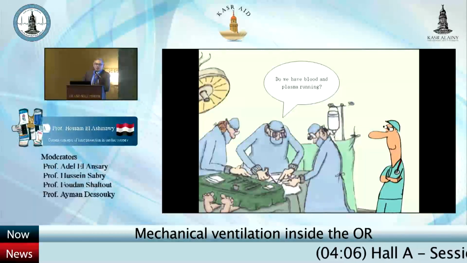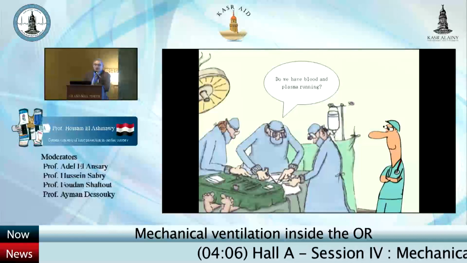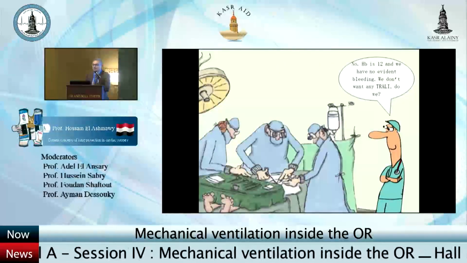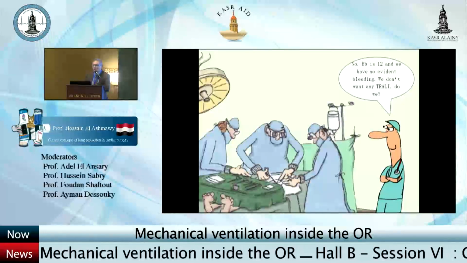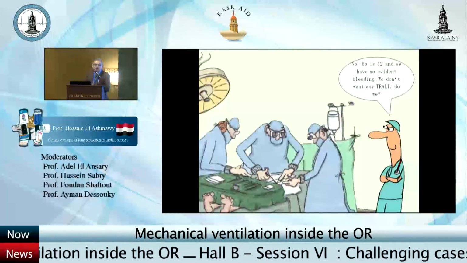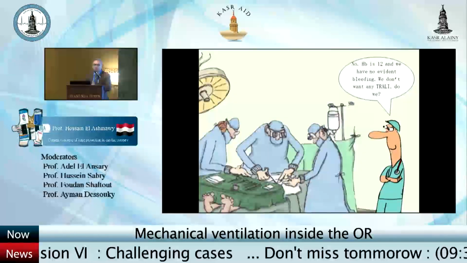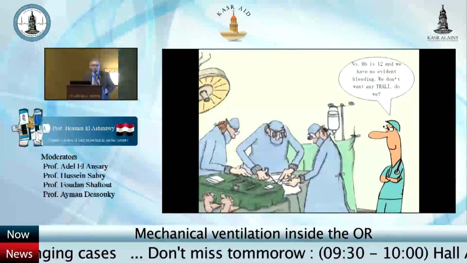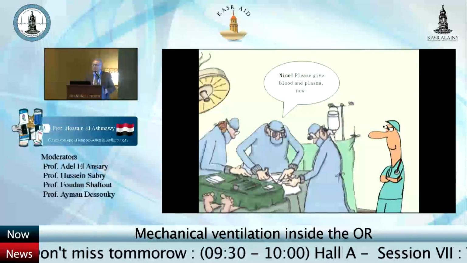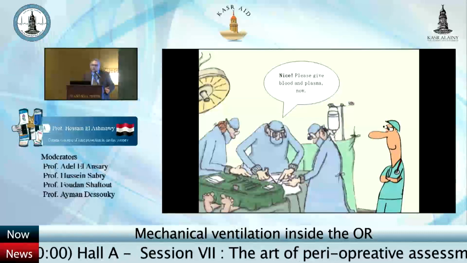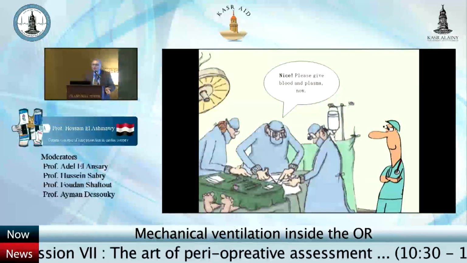We came off bypass, and the surgeon is asking about the blood. Do we have some blood and plasma running or not? No, not yet. The hemoglobin is 12, and we don't have any evident bleeding, so I don't think there is any use for blood transfusion or plasma transfusion now. We don't need any trial, do we? Okay, nice. Just please give some plasma and blood. The surgeons are always pushing us for plasma and blood.